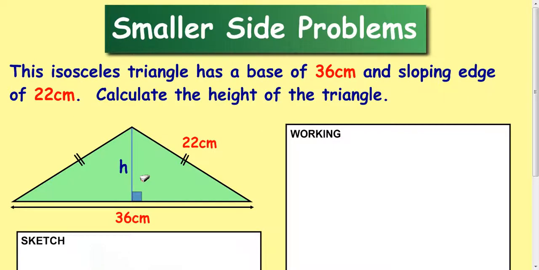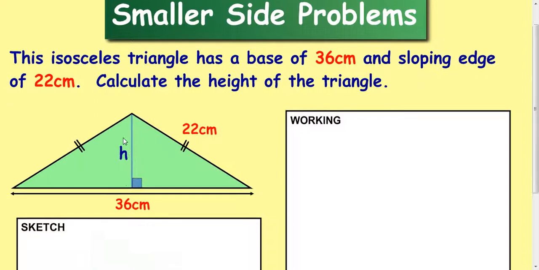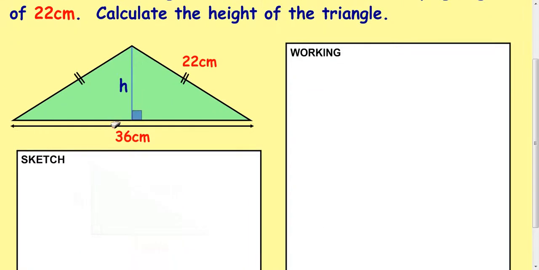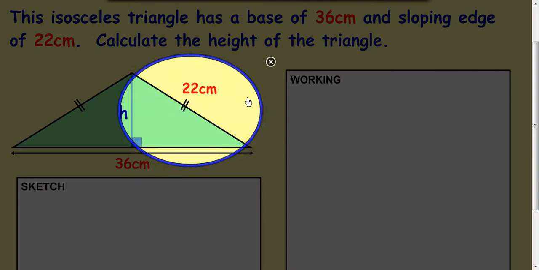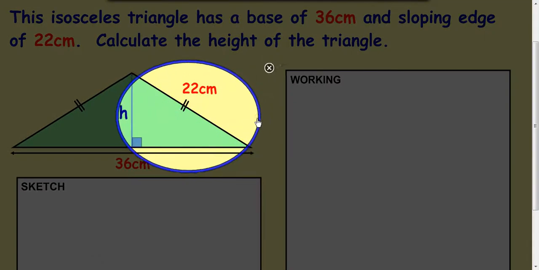Okay, let's have a look at a slightly harder version of this type of question. So this isosceles triangle has a base of 36 centimetres and sloping edge of 22. Calculate the height of the triangle. So this is another question where you're not initially given a right angle triangle, you're given an isosceles triangle. But what we can do is create a right angle triangle. If we just split this triangle into two and just focus on one of the sides, we can think of it as a right angle triangle.